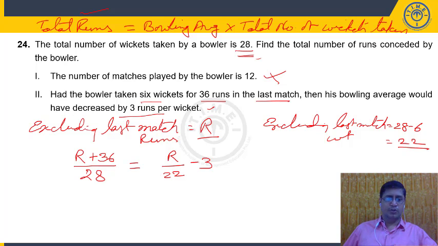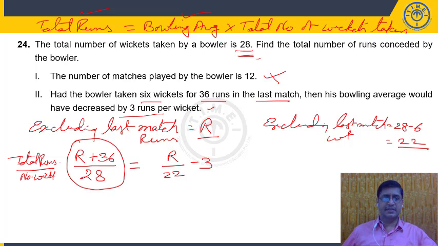So what is the equation? Simplify this. So R plus 36 by 28, the number of runs before the last match, and in the last match the total runs, by number of wickets. Runs by total number of wickets is equal to what? It is the bowling average. So what is the bowling average? Bowling average is equal to R plus 36 by 28. This is after the last match.